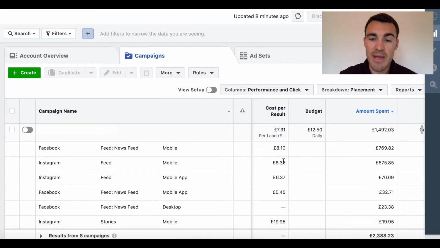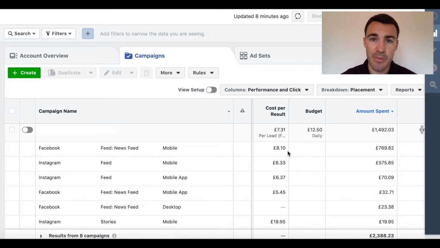So you can see that Instagram here delivered leads for £6.33 and Facebook delivered leads for £8.10. Now, a year ago, Instagram audiences didn't seem very keen to take action, become a lead when you advertise to them. So what you often saw was that most people, like myself included, would recommend just advertising on Facebook newsfeed. But that's definitely changed.